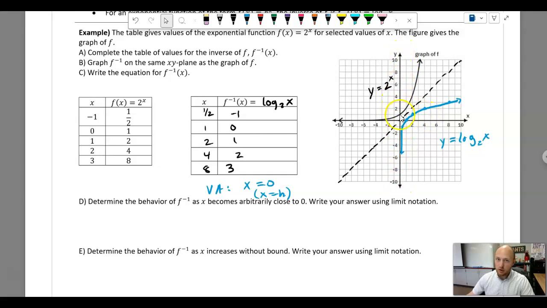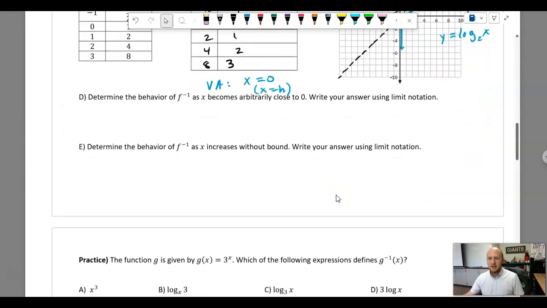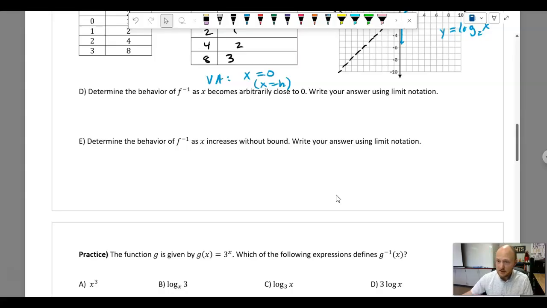It'll get arbitrarily close to it, and then it will approach negative infinity on this side. And as our x values approach positive infinity, the output values will increase unbounded towards positive infinity. So let's go ahead and look at some limit notation for logarithms.